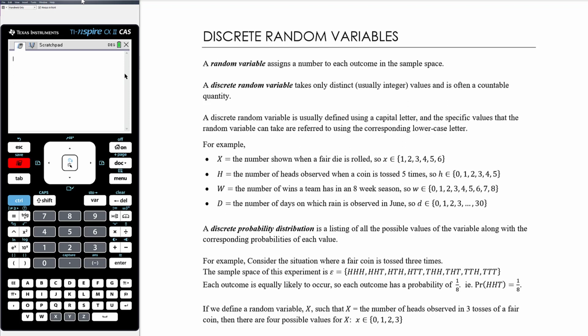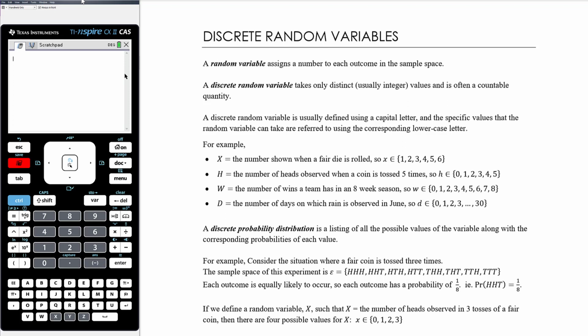If D was the number of days on which rain is observed in June, then lowercase d could be anything from 0 to 30. It could rain on no days in June, or it could rain on every single day in June. So then a discrete probability distribution is a listing of all of the possible values of the variable along with the corresponding probabilities of each value, and we set that up as a little table.